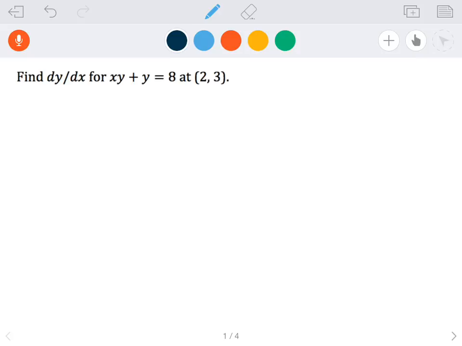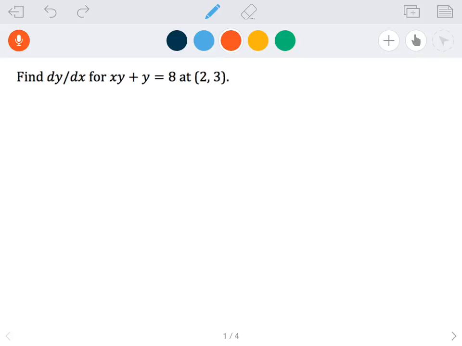Find dy dx for xy plus y equals 8 at the point (2, 3). Now, normally if I wanted to find the derivative, I would solve for y, but the way that y shows up in two places like that is going to be tricky to solve for y. And so we want to solve this implicitly.